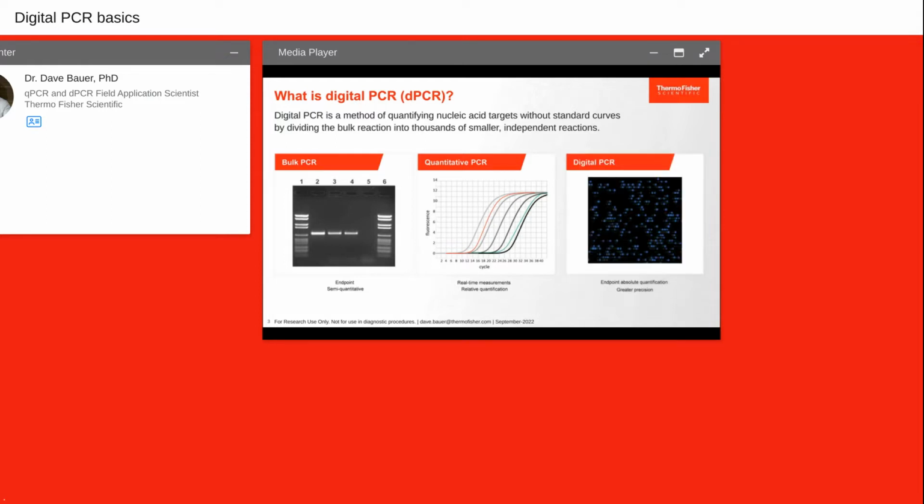And this is where the latter half of that sentence up top comes into play, where we can do this without standard curves. And that's accomplished by dividing the bulk reaction into many subreactions, and in this case, thousands and thousands of them. And in that case, when we've done our PCR cycling, we don't get any real-time information, but rather with digital PCR, it's more analogous to a gel where we get more of a binary yes, no, do I see amplification or not.